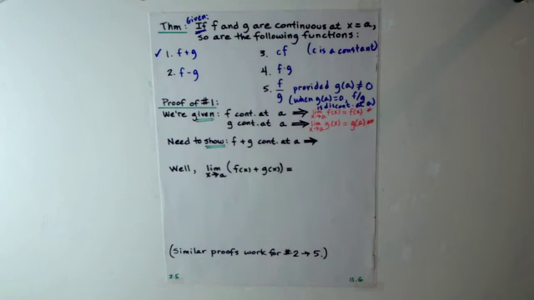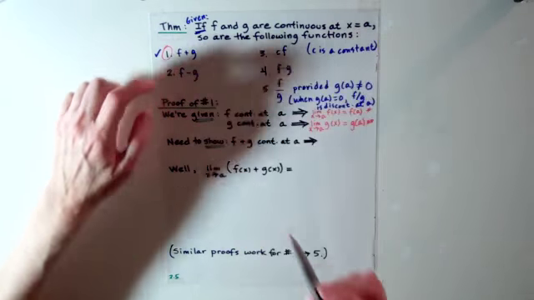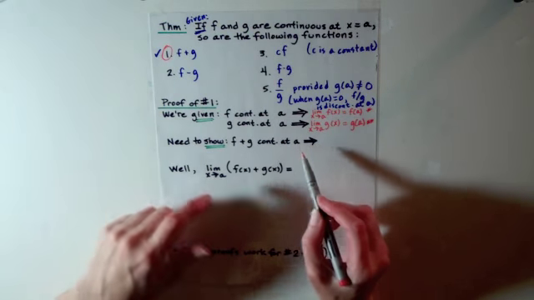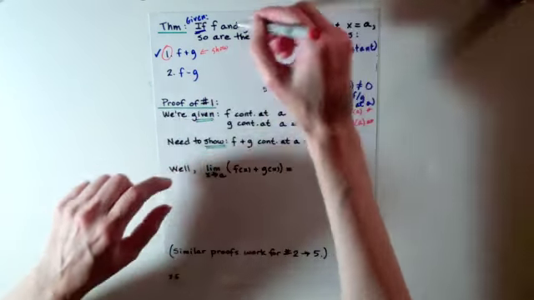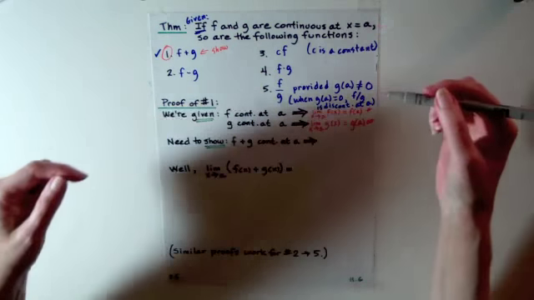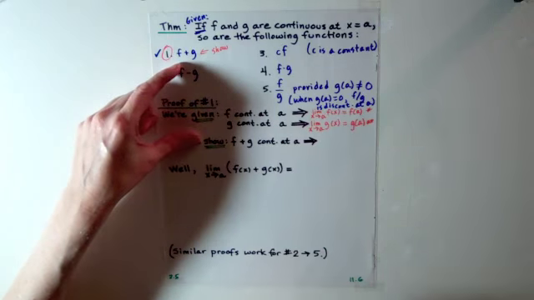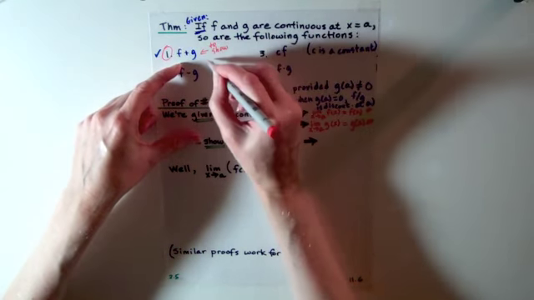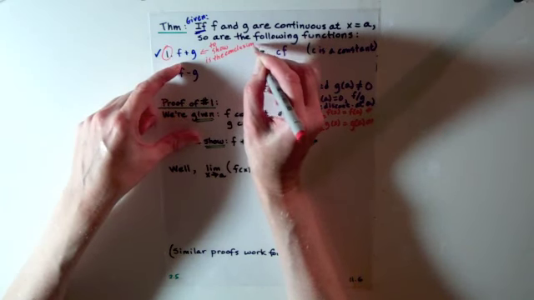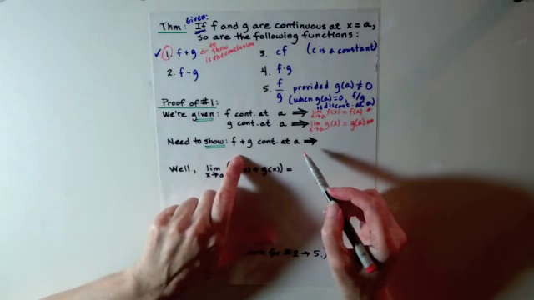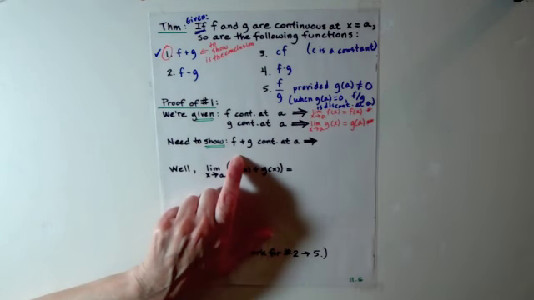What are we asked to show? In statement 1, we're trying to show that f plus g is also continuous at A. If f and g are continuous at A, that's the given. We are asked to show the conclusion, which is that f plus g, that sum function, is also continuous at A. And that's what I have written here.